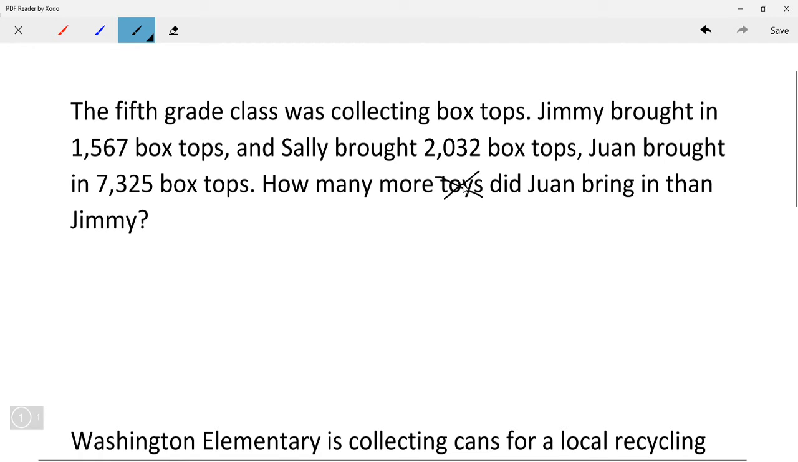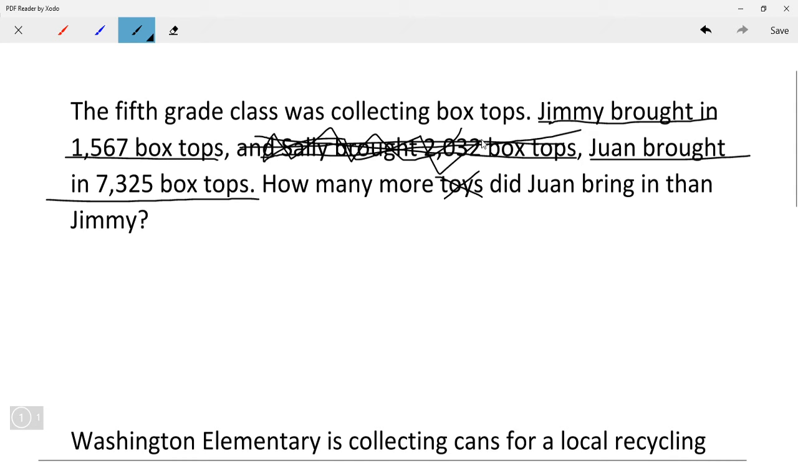So, this is a little tricky because they're asking how many more box tops did Juan bring in than Jimmy. So Jimmy brought in this amount, Juan brought in this amount. Now what is in between? It says Sally brought in 2,032 box tops, which is completely irrelevant. The question has nothing to do with Sally, and it's just an extra number.